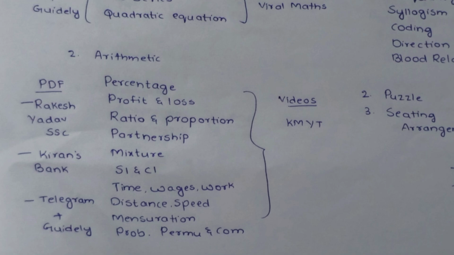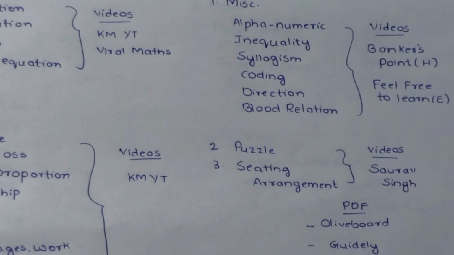So now coming to the reasoning section, as I told, first we have to start with miscellaneous. So under miscellaneous, first thing you have to concentrate on is your alphanumeric series, inequalities, syllogisms, coding, decoding, directions, and blood relations. So for this, if you are from Hindi background and you want to watch your lectures in Hindi, then you can go for Banker's Point YouTube channel. That channel is very good. You can watch all these topics from that channel.